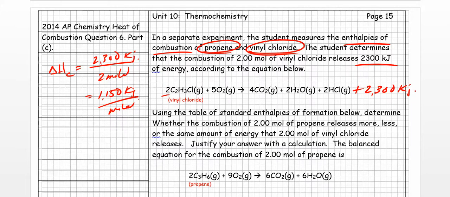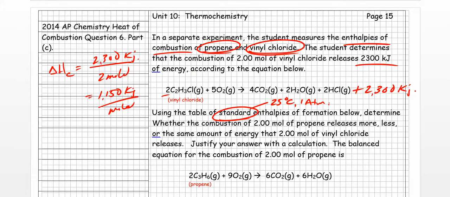But let me go further into the problem and see what they're actually wanting to know. It says using the table of standard enthalpies of formation. Now that's a little bit different than enthalpy of combustion, but that's okay. I know what that is too. Standard, by the way, means that I am measuring at 25 degrees Celsius and 1 atmosphere, for what it's worth. Below, determine whether the combustion of 2.0 moles of propene releases more, less, or the same amount of energy that 2.0 moles of vinyl chloride releases. Justify your answer with a calculation.